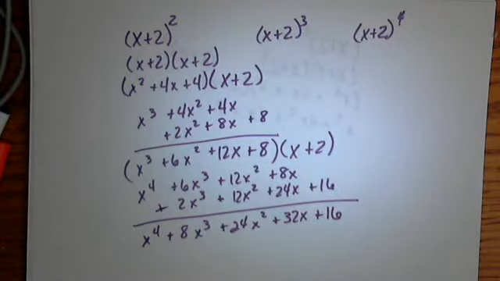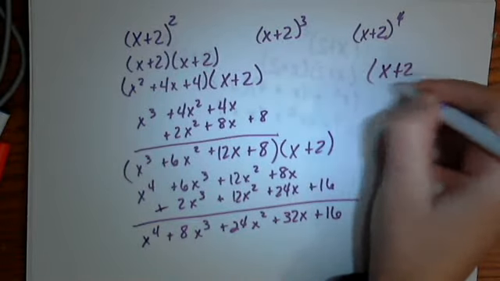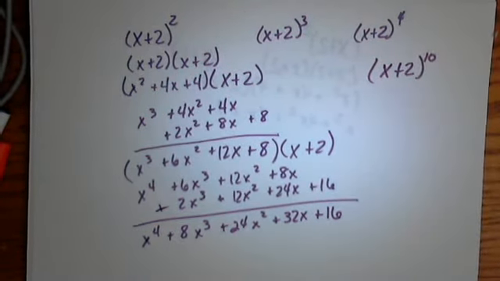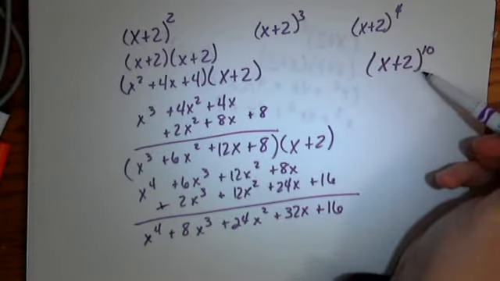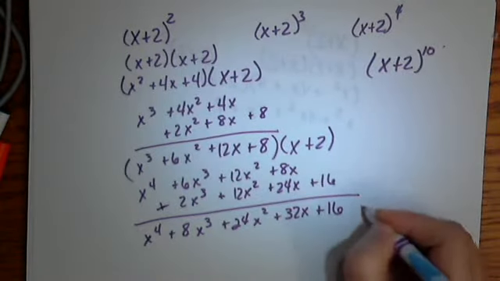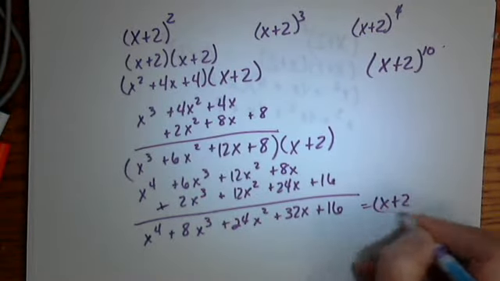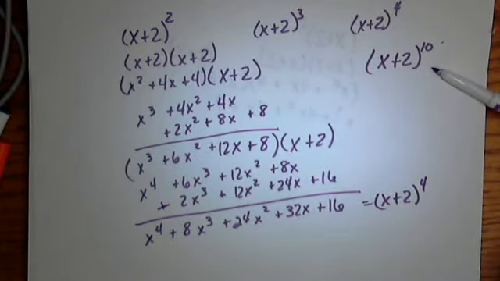But maybe I wasn't completely honest, and what we actually need to do is x plus 2 to the 10th power. And we're going to have to keep going and going and going until we get to that 10th power. Now remember, this is only equal to x plus 2 to the 4th. So we've got quite a ways to go. Who's with me for working that all the way out?